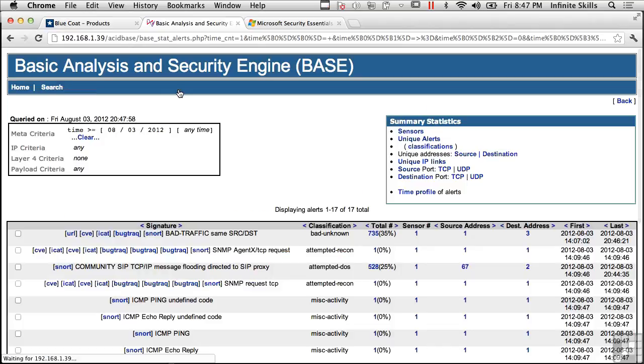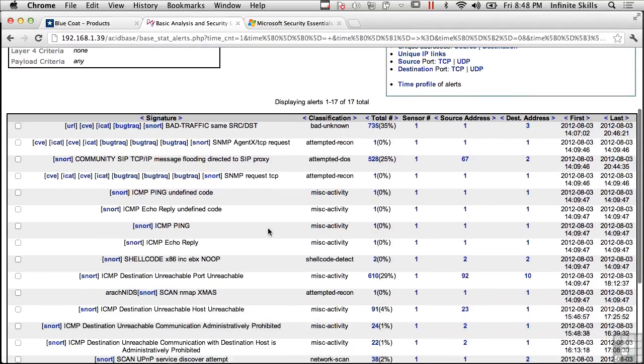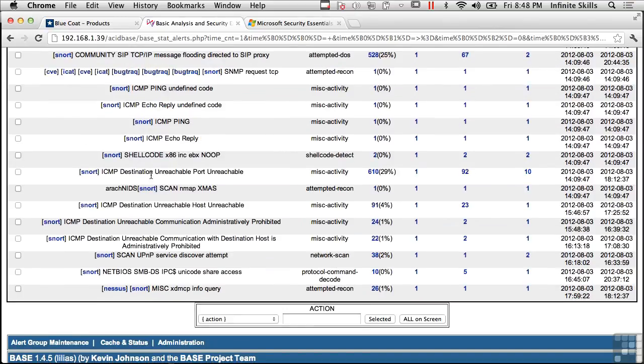I'm going to take a look at the unique ones. You can see there's a shellcode alert, and shellcode could be something to do with a piece of malware. It could suggest that somebody has tried to break into a program, so there may be some malicious behavior or malicious intent with that one.